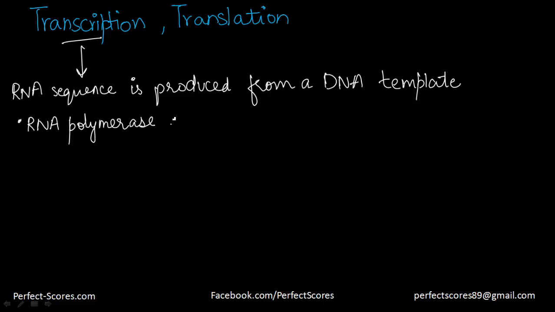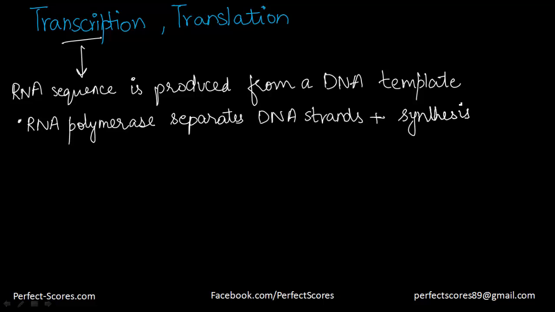And in RNA, the sugar is just ribose. In DNA, the nitrogenous bases pair up, and RNA polymerase does the same thing as in DNA replication. But in this case, RNA polymerase will separate the strands and synthesize, and instead of thymine, we have uracil. So thymine in DNA is replaced by uracil in RNA.